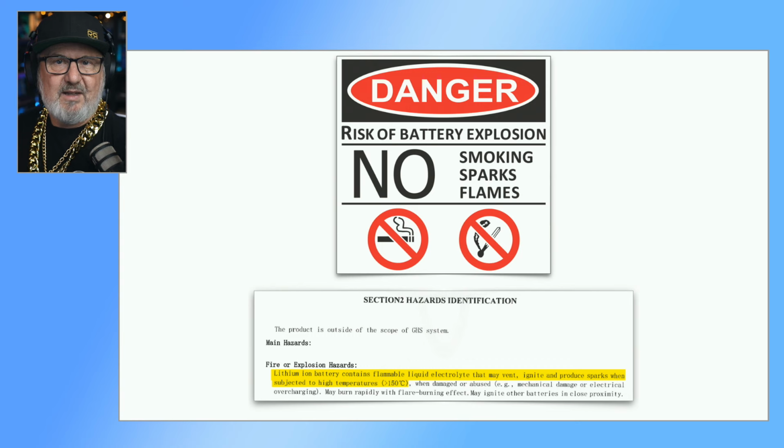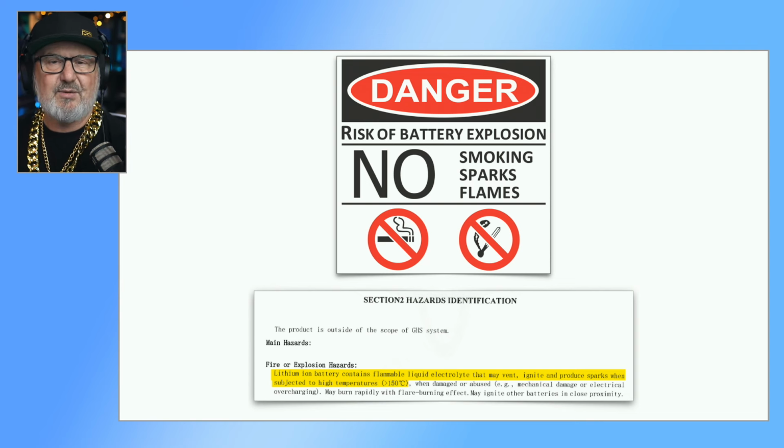So, do you require this sign? Danger, risk of battery explosion for lithium-ion batteries. Well, I've got the safety data sheet here for an LFP battery, in this case a Cygen store system from SIG Energy. And it says, main hazards, fire or explosion hazards. Lithium-ion batteries contain flammable liquid electrolyte that may vent, ignite, and produce sparks when subject to high temperature, greater than 150 degrees Celsius, and so on. So it's kind of saying there is an explosion risk.